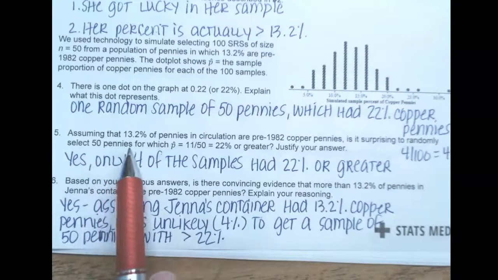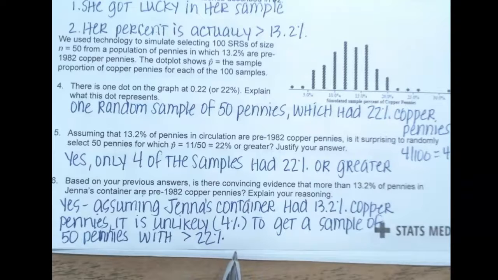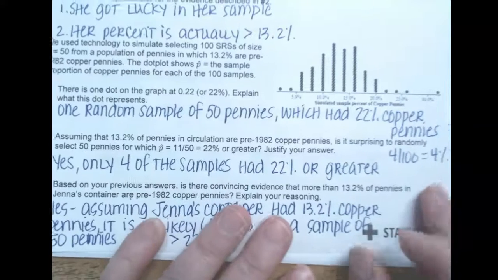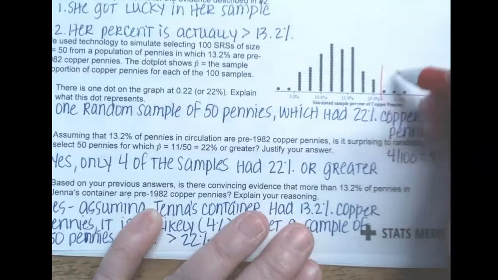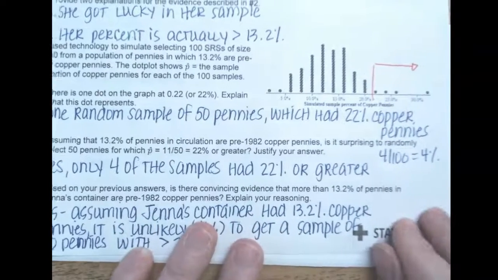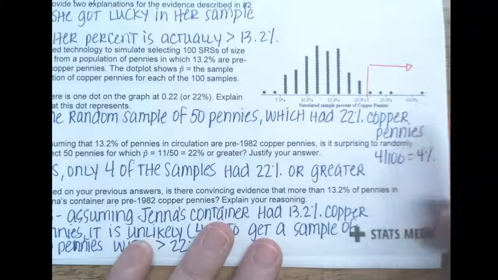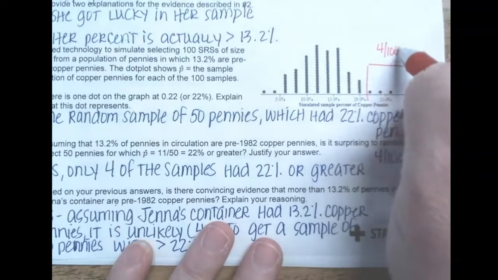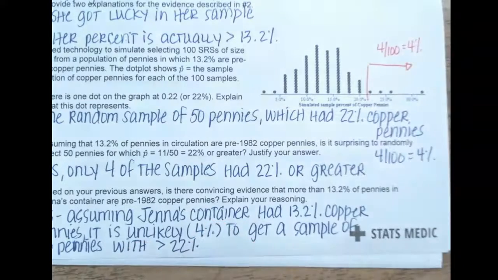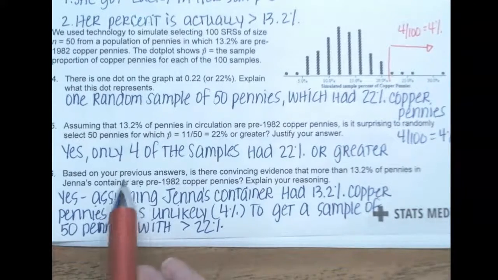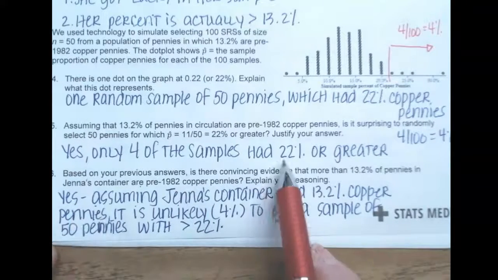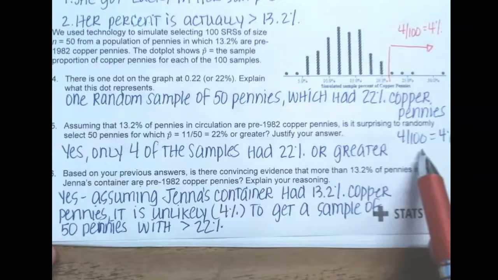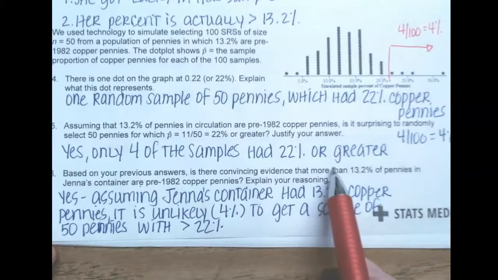So assuming that 13.2% of the pennies in circulation are pre-1982 copper pennies, is it surprising to randomly select 50 pennies in which 11 out of 50, or 22%, or greater are copper? So we're talking about 22% or greater here. So we got 1, 2, 3, 4 out of the 100, which is only 4%. That's less than the 5%. So yes, it is surprising. And I give my justification because only 4 of the samples had 22% or greater.